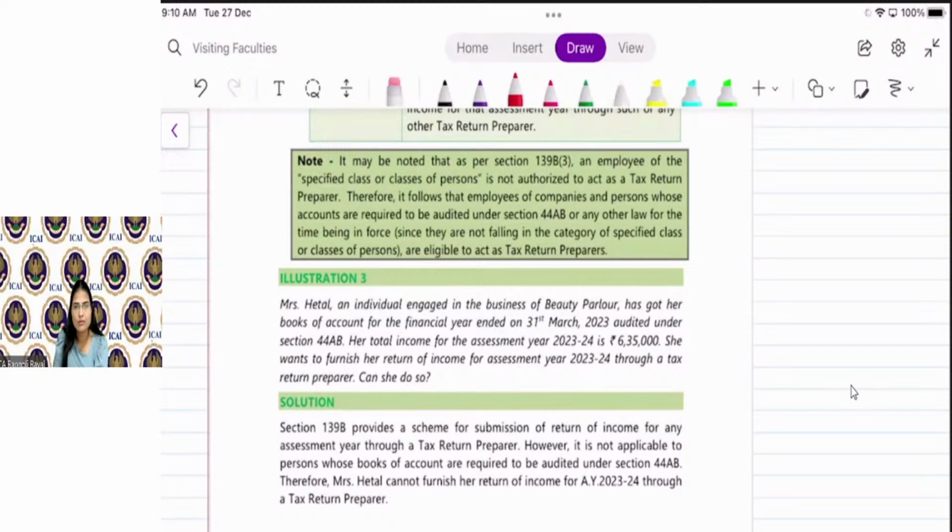No, she cannot do so. Why? Because she is having a business income and her books of account are required to be audited under section 44AB. That's why she cannot furnish her return of income through tax return preparer.